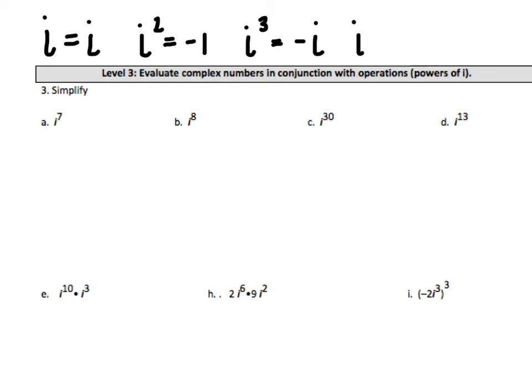And then i to the fourth, I can break down as i squared times i squared. And i squared is -1, and so is the other one. So -1 times -1 is just 1. And that's going to repeat itself all the way through. So every multiple of 4, it will repeat. So it's always going to be 1.